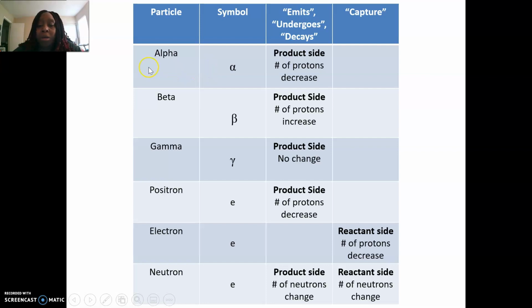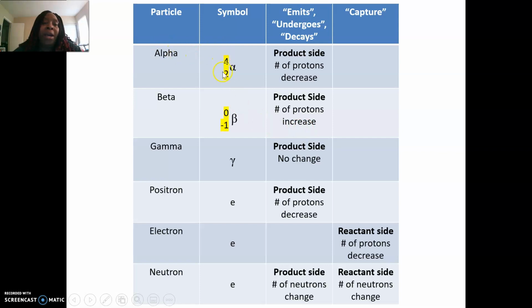In terms of the symbols, we've gone through this many times, but one more time won't hurt. Alpha particle, superscript is 4, subscript is 2. Remember, top is mass, bottom is charge. For beta, how you're going to write it in your equation, the superscript is going to be 0. The subscript is going to be -1, and then you're going to use your fancy B. If you see emits, undergoes, or decays, it's going to be on the product side, and the number of protons is going to increase. And let's back up for a minute.